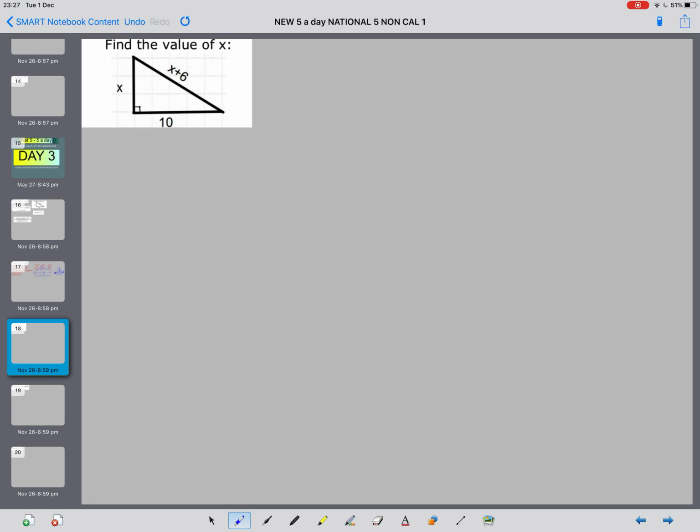Next one says find the value of x. So you're going to have to make some sort of equation. You should notice that it's a right angled triangle, so you should be thinking about Pythagoras. So what did Pythagoras state? Stated that c squared equals a squared plus b squared. C squared being the hypotenuse, the longest side, the one right across from the right angle. So this one here is my C. It doesn't really matter what your A and your B are. I'll call that A and I'll call that B. And you're just substituting all of that information in.